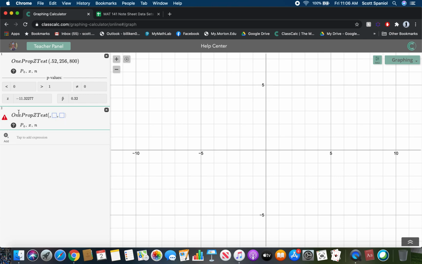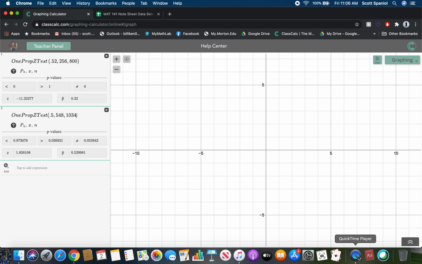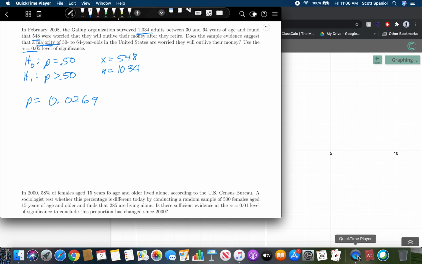And we can put in what we have, so 0.5, 548, and 1,034. In this case, we're looking at greater than, so our p-value is 0.0269. Okay. So the question is, is that less than our alpha? And once again, it is. Hopefully I got at least one example where it's not. But once again, it is, because that's about 3%, which is less than 5%.